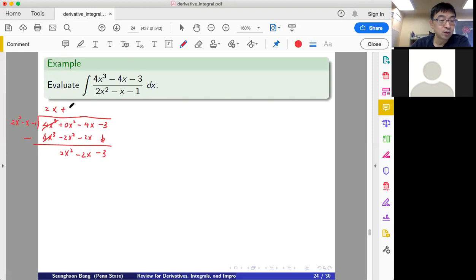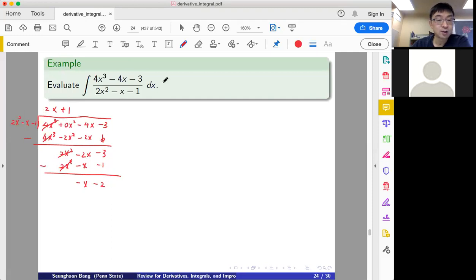So we need only 1. The 2x squared times 1 is 2x squared. Minus x times 1 is negative x. Minus 1 times 1 is negative 1. You have to subtract. 2x squared is gone. The negative 2x minus x is negative x. Negative 3 minus negative 1 is negative 3 plus 1, negative 2.